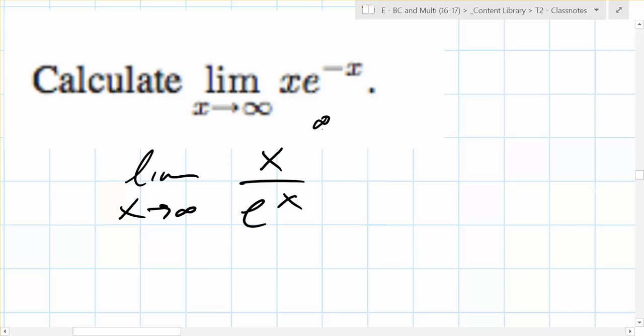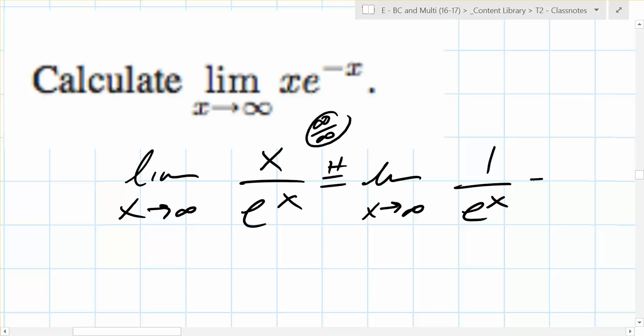Infinity over infinity. So we apply L'Hopital's rule and we end up with the limit as x goes to infinity of 1 over e to the x. And what's that? That's just 0, because what's e to the something getting infinitely big? Huge. 1 over huge is going to go to 0. So sometimes it's slightly hidden, and I'm giving you major hints that this is what we're looking for.